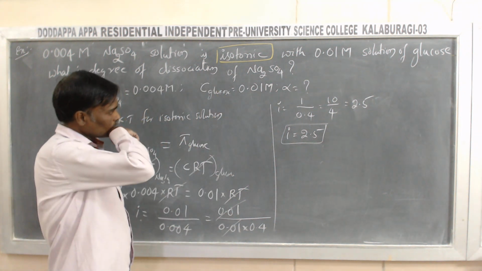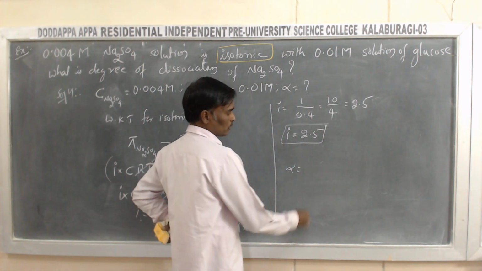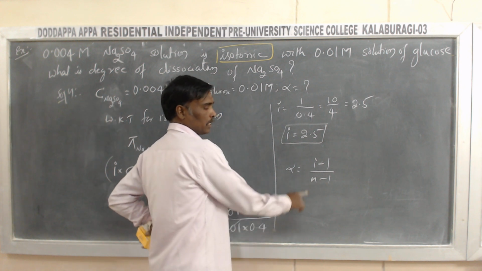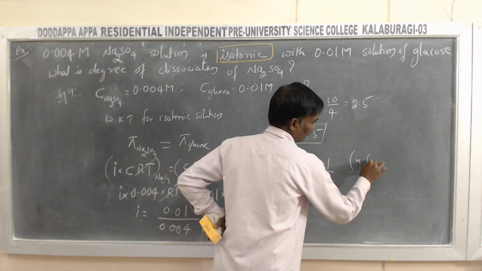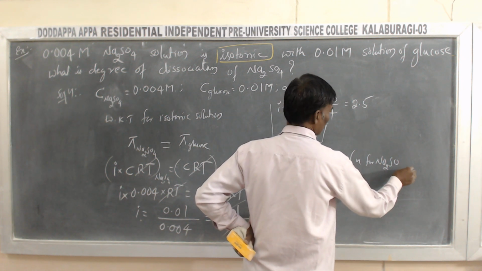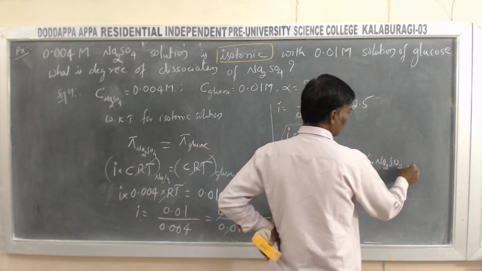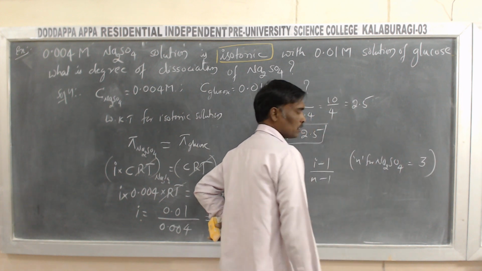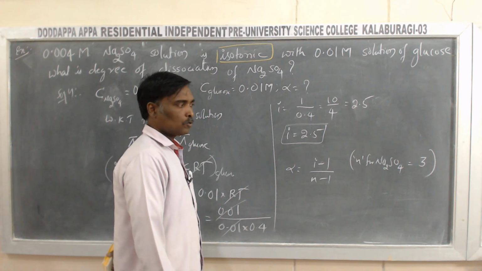Now calculate alpha, the degree of dissociation. Alpha is equal to (i minus 1) divided by (n minus 1), where n stands for the number of ions formed. So n for sodium sulfate, not carbonate, is equal to 3, because the number of ions formed after dissociation is 3.